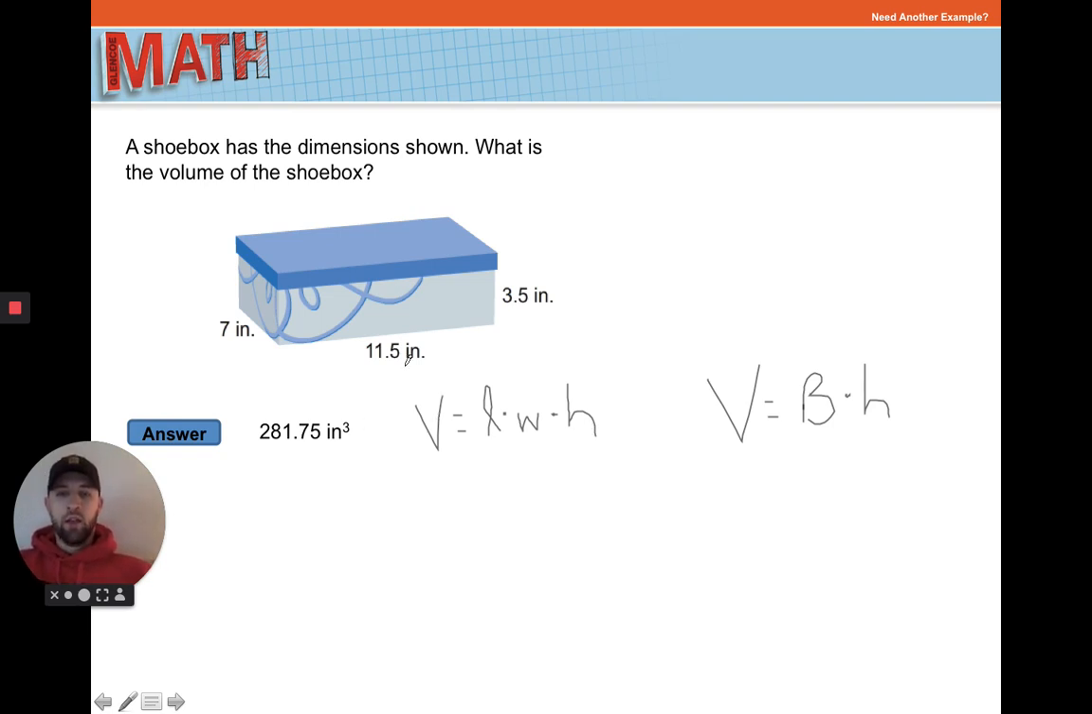All right, length. We need to figure out which one of these is the length. How long is the shape? It is going to be 11.5. Let's go ahead and plug that in for L, excuse me. Okay. I need to figure out the width. How wide is this shape? You can see this faint line. I'm sorry, on this side. This is going to be our width, 7. And then talking about our height, that's going to be the one that I was mistaken, right over here on the right side, 3.5.